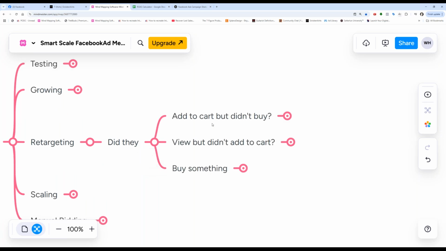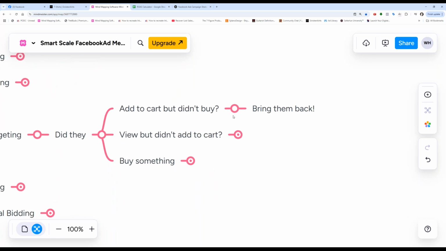Did they add to cart but didn't buy? Bring them back. This one is one of the most important ones because they were right there. They were just about to pull out their credit card and enter it into your checkout, and then something happened and they didn't. So we want to get them back to that point in time so they can finish that order. Okay, we're going to retarget them.